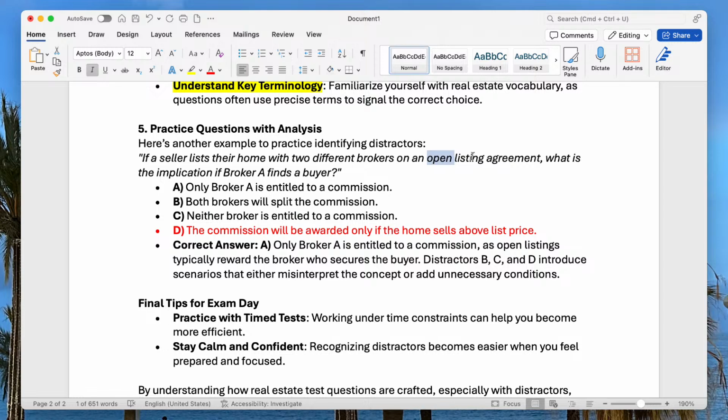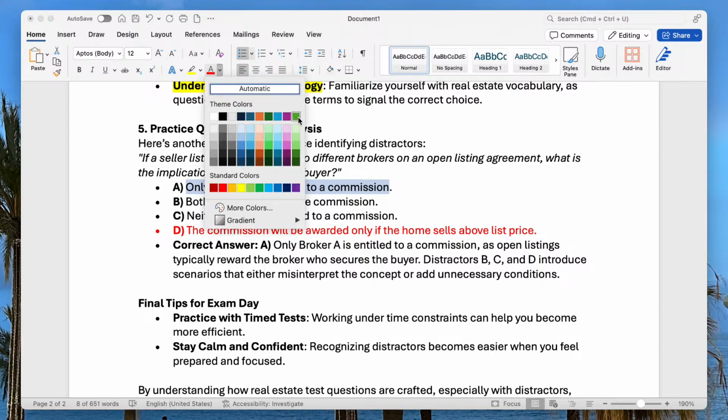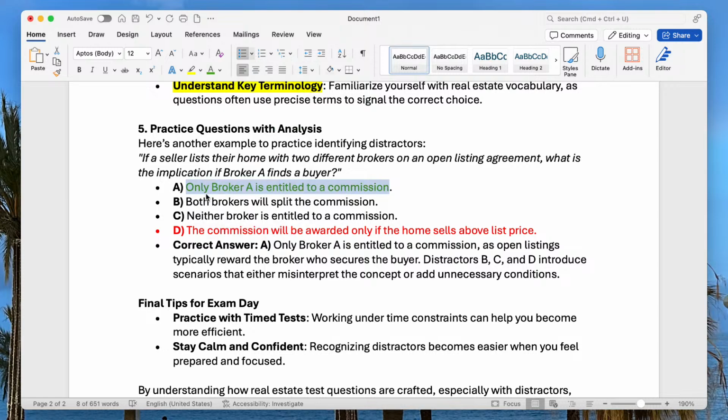An open listing agreement says whoever sells it gets to keep the commission. Well, it says here, broker A finds a buyer. If it's an open listing, whoever sells gets the commission. So I think that's the choice I would go with. However, both brokers will split the commission.